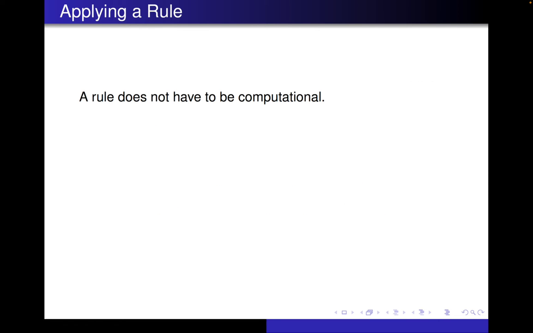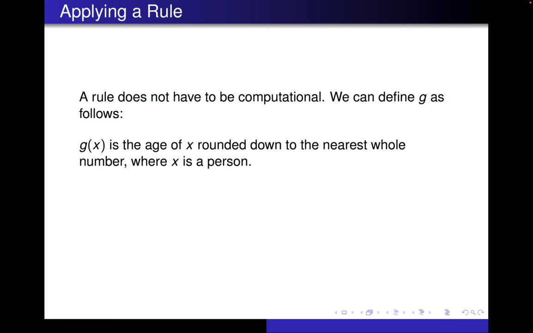Now, I should note that when you're using a rule, it does not have to be computational. So here's an example of what a non-computational but rule-based function is. We're going to define a function g in the following way. x, the input, is going to be a person, and g of x is going to be the age of that x rounded down to the nearest whole number.